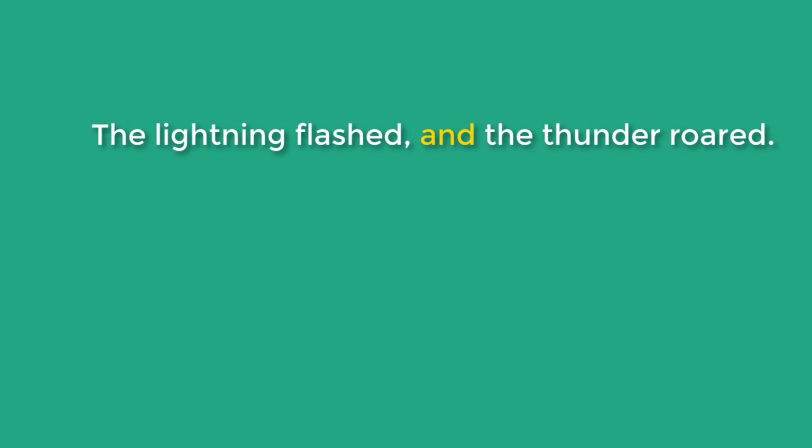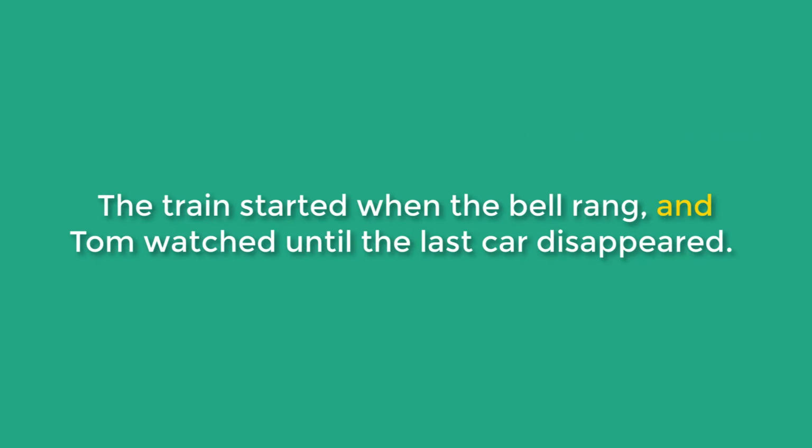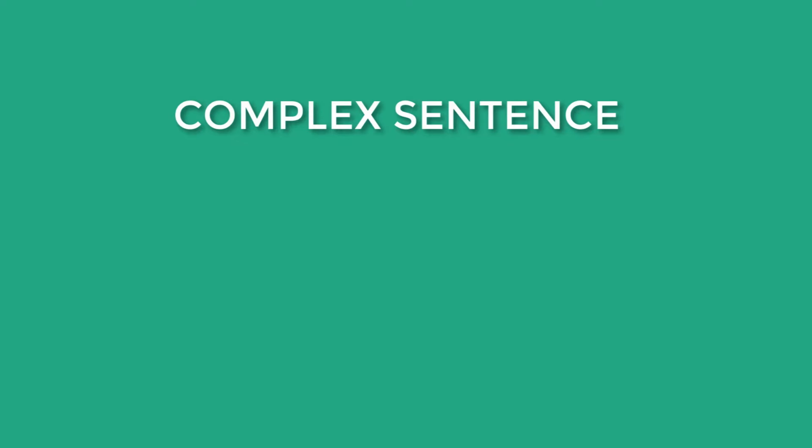The lightning flashed and the thunder roared. Both clauses can stand alone. They are independent. The lightning flashed can be its own sentence, and the thunder roared can stand alone as a sentence. The train started when the bell rang can stand on its own. Therefore, it is an independent clause. Tom watched until the last car disappeared is also an independent clause. Let's move on to the complex sentence.